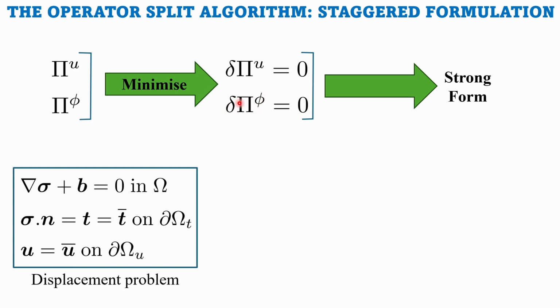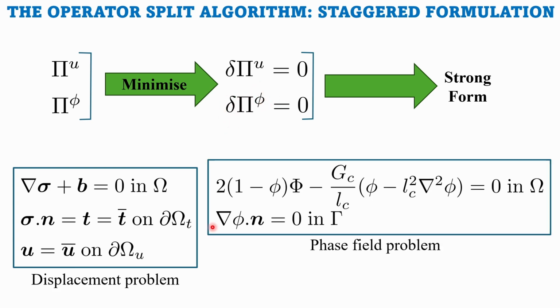For the second one, del pi phi equals 0, we get this set of equations. So this is essentially what? Only dependent on phase field. You see, 2 into 1 minus phi into capital phi, which is your energy history, minus gc by lc into phi minus lc squared into the Laplacian of phi equals 0 in omega, and this is your boundary condition, which is essentially on capital gamma, so on your crack surface.